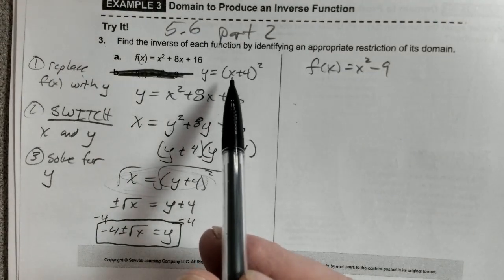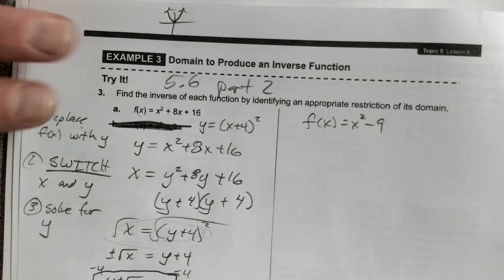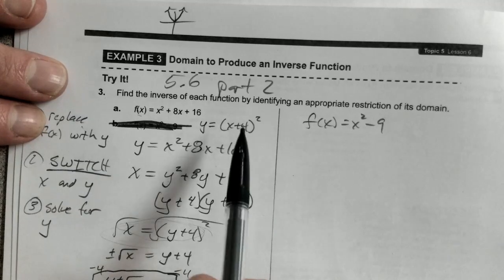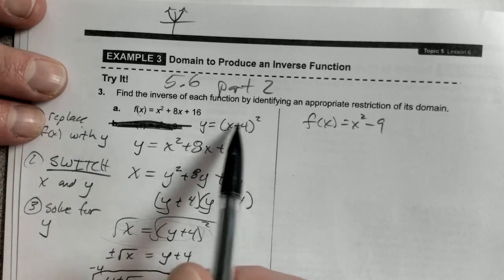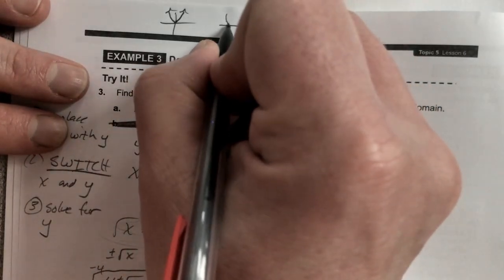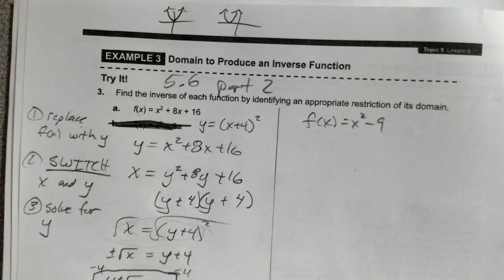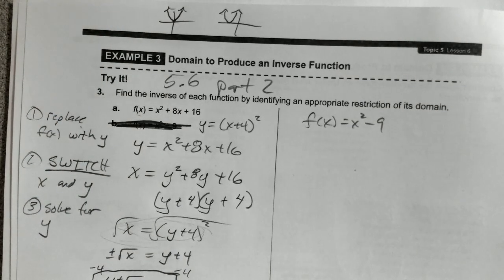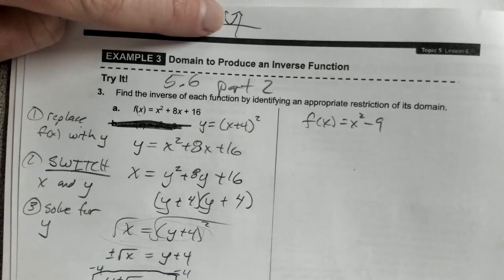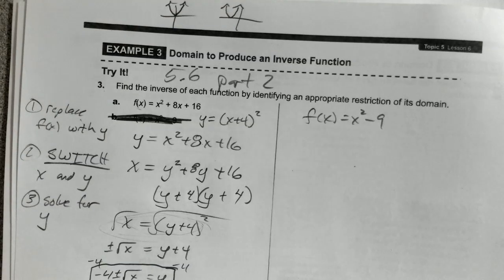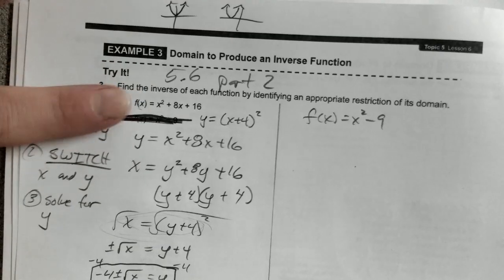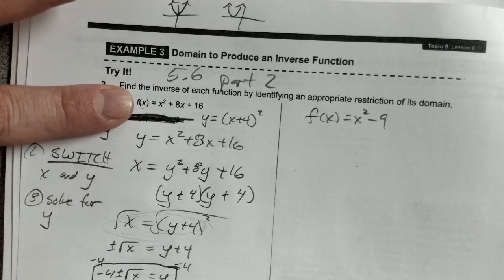Think about your transformations for a second. If I had a regular parabola on the parent function, it starts where the vertex at the origin, correct? What does that x plus 4 do to this graph? It shifts to the left 4 units, right? So now I have a parabola that looks like this. So what is the x value that's going to cut off the left half of that parabola? Negative 4.